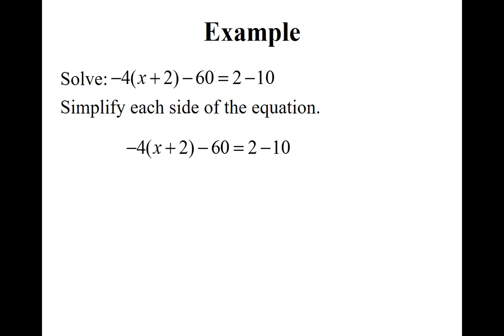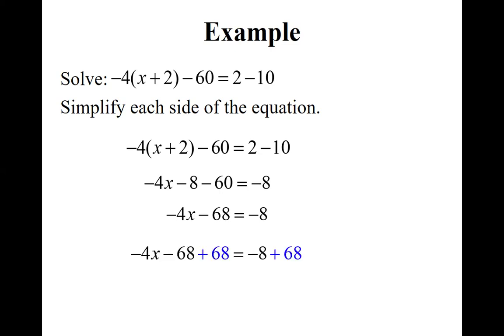So we can distribute that negative 4 on the left, get negative 4x minus 8. And then on the right, 2 minus 10 is negative 8. Combine like terms on the left. Negative 8 minus 60 is negative 68. Now, keep the x's on the left. Add 68 to both sides to get all the numbers on the right.